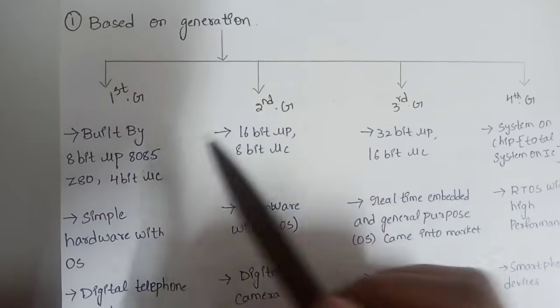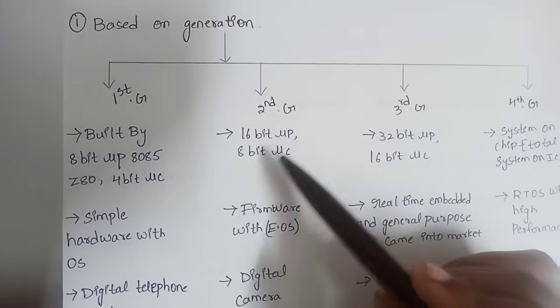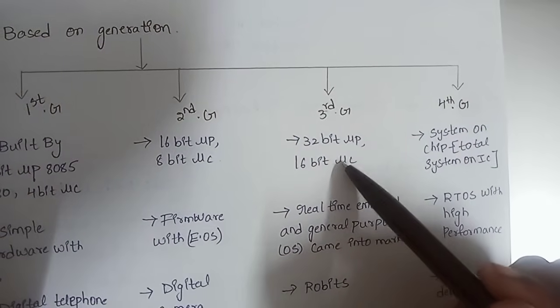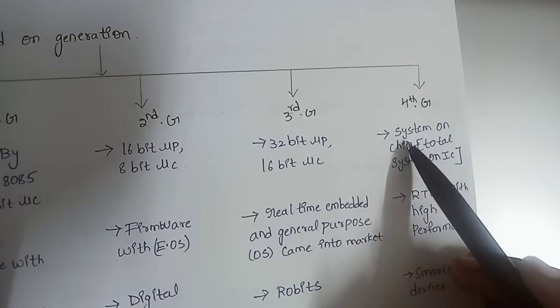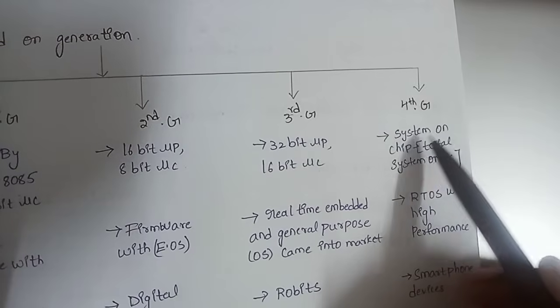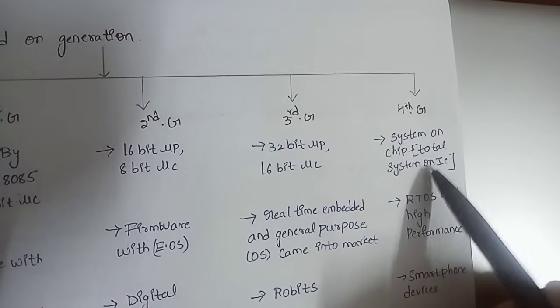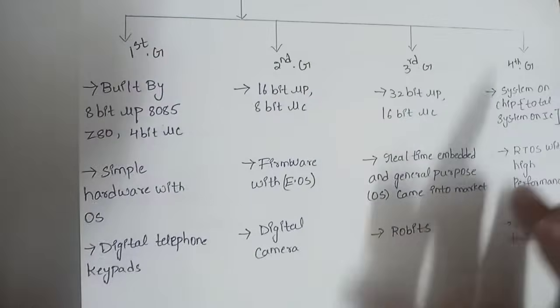In first generation, it is built by using 8-bit microprocessor 8085, Z80 with 4-bit microcontroller, and in second generation we will be using 16-bit microprocessor and 8-bit microcontroller, and in third generation we will be using 32-bit microprocessor and 16-bit microcontroller. In fourth generation we will be using system on chip, that is SoC, totally implemented on the IC, that is integrated circuit.